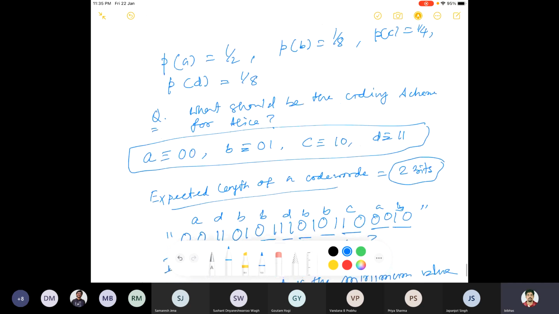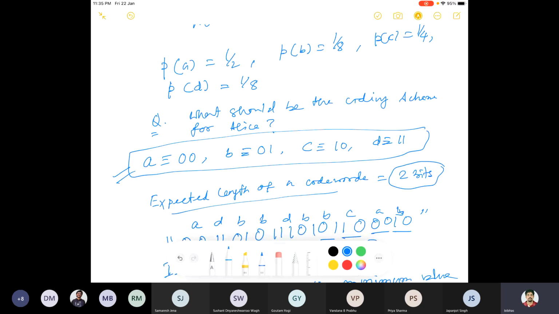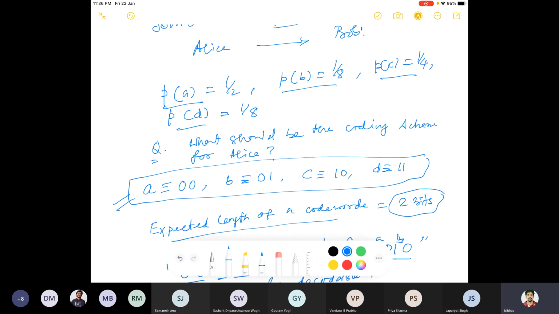Now see here, in this coding scheme, when it is designed, there is no use of the probability. Meaning what? From this probability distribution, it can easily be seen that the occurrence of A is much more than the occurrence of B and D. The occurrence of C is more than the occurrence of B and D, but less than the occurrence of A. This useful information, the probability distribution, is not used when this code is designed.